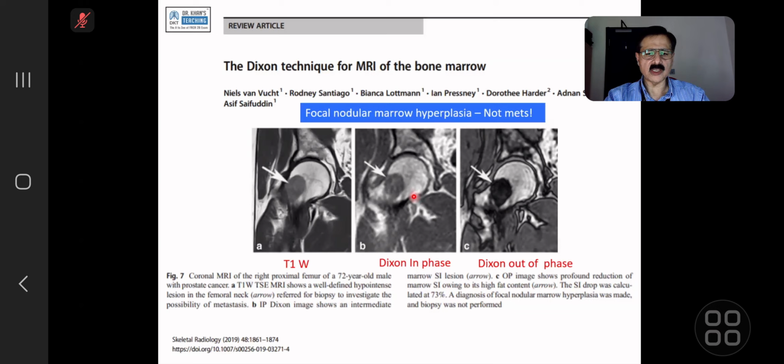This is an in phase, this is out of phase. Now, out of phase means it is blacker or darker as compared to in phase. What does it tell you? It tells you that it has got fatty component. Just like adrenal adenoma or a fatty liver, same principle is applied there. When there is fatty marrow inside, it means it's normal, and it was a focal nodular marrow hyperplasia.